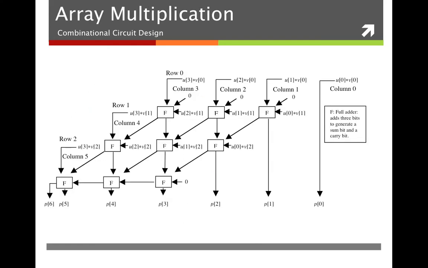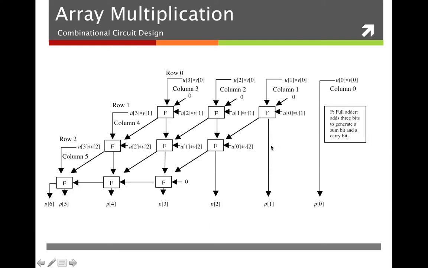All right. So now let's talk about array multiplication a little bit. Array multiplication simply means instead of shifting in time, we're going to proceed with the iteration of the multiplication process in space. So you can see that these columns, every column has a name like column 5, 4, 3, 2, 1, 0.